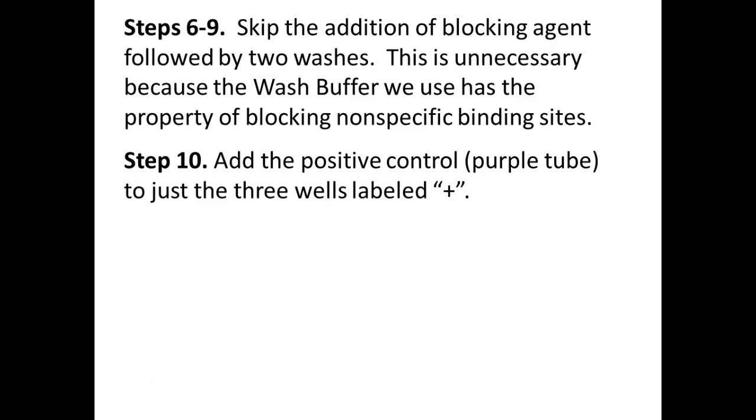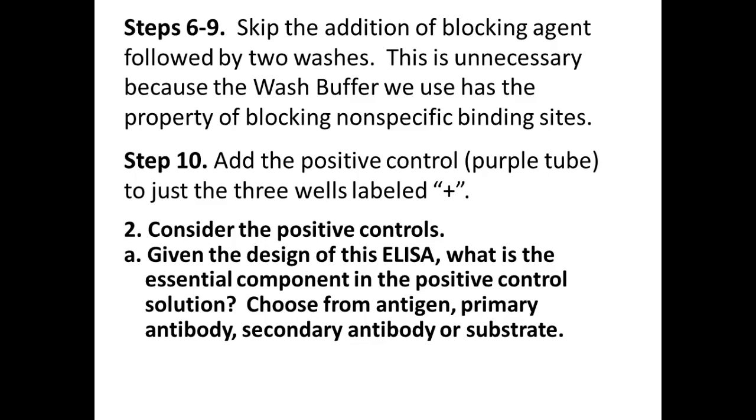So the next thing you're going to do is add your positive controls to your positive wells. You're going to label 3 of your wells positive, and it's going to be our purple tube. So for our positive controls, why is it essential that we do a positive control? If a positive doesn't come out positive, do we trust our results for our unknown sample? No, right? What has to be in this? What are we testing for? What's going to be in our positive control? The primary antibody, right? The primary one. The one that actually binds to the antigen is what we're testing for.